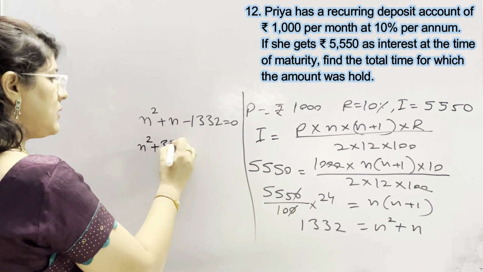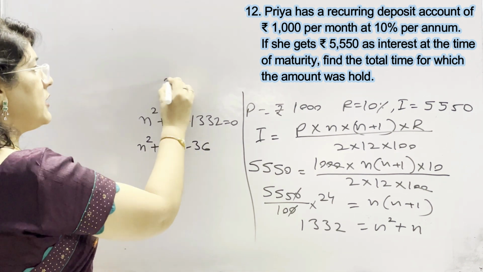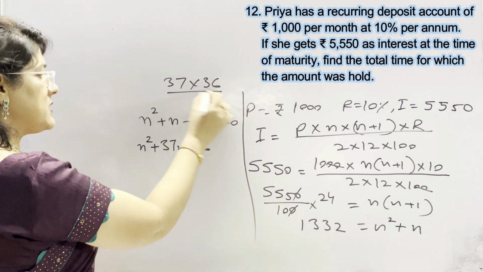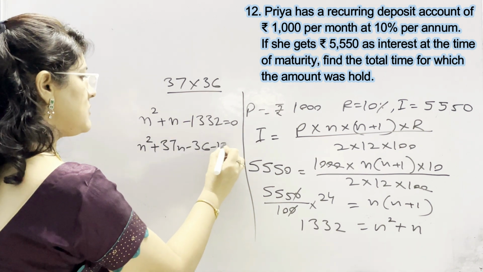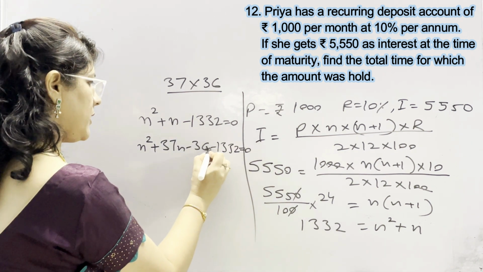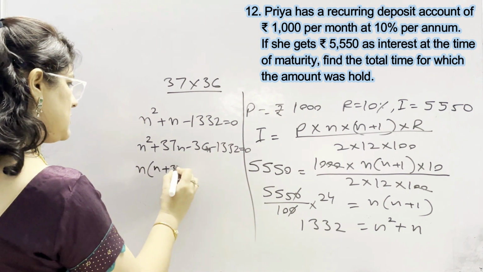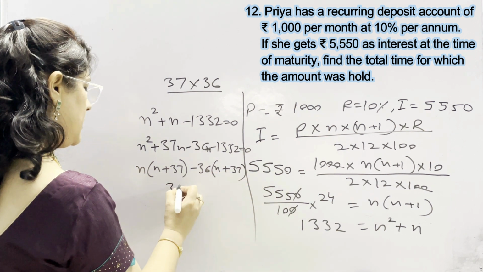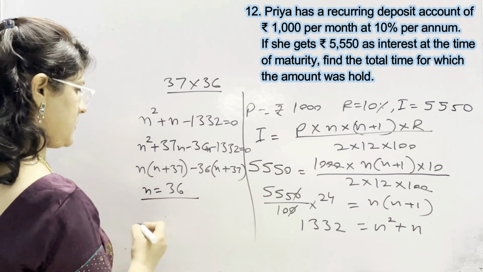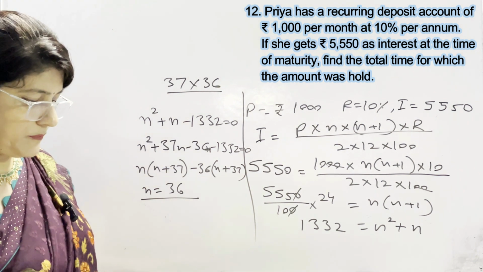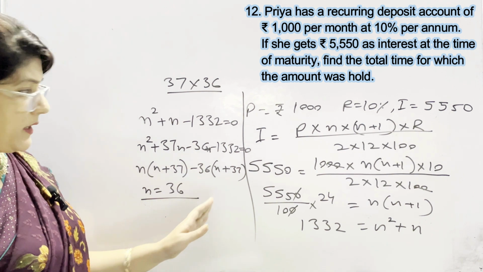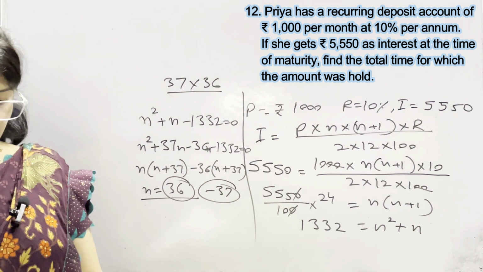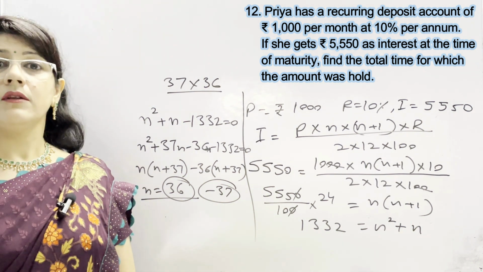N square plus 37N minus 36. It means 37 multiplied by 36 gives 1332, and after subtracting we get 1 here. So minus 1332 equal to 0. Here N also required. N plus 37 and N minus 36, so N is equal to 36. It means 3 years. Time cannot be negative, so minus 37 is not possible. So we directly take this value 36. It means 36 months, or you can say 3 years.